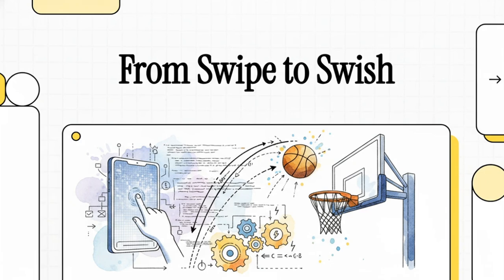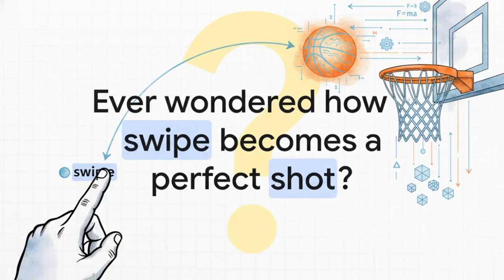All right, today we're going to pull back the curtain on something we've all played. We're going to deconstruct a simple mobile basketball game, diving right into the code and the physics that make it tick. You know, how that simple flick of your finger actually becomes a perfect swish. Let's get into it.